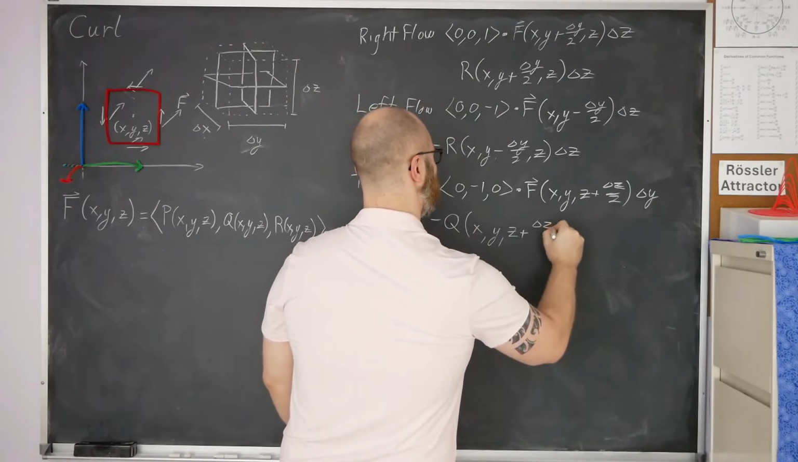Then the bottom flow. All right, so the bottom flow, we have the unit vector for the anticlockwise flow pointing in the positive y direction. So that's going to be 0, comma 1, comma 0, dot product F of... All right, to get from this dot down to the middle of this side, we had to go down in the z direction by delta z over 2. So it's x, comma y, comma z, minus delta z over 2. Again, this is the y side, so that's going to be the delta y length there.